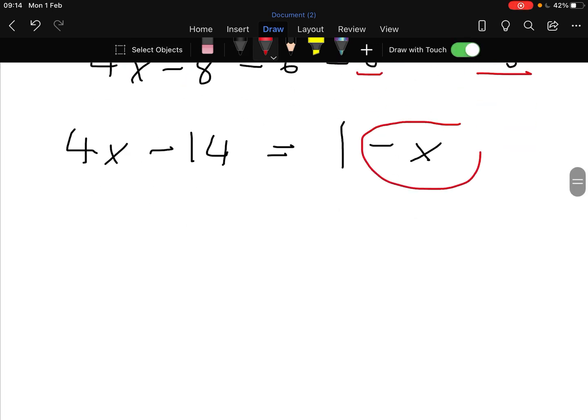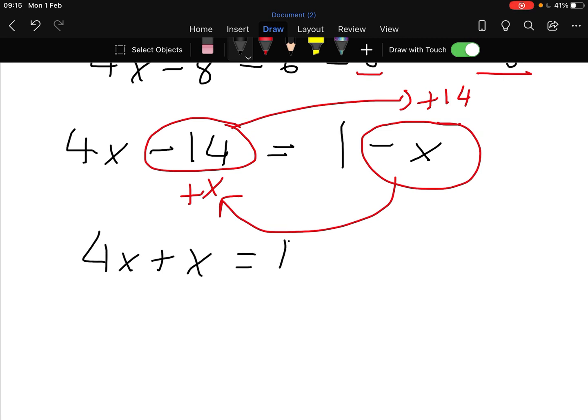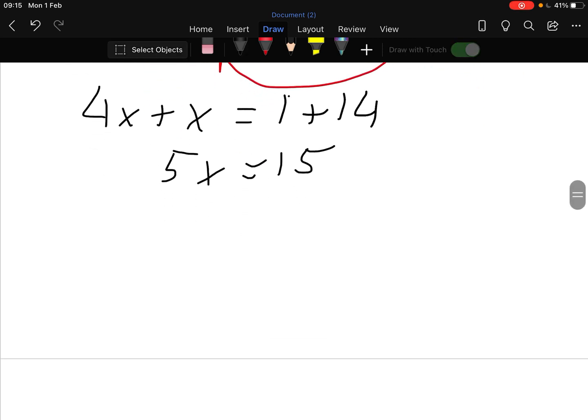So I'm going to circle my minus x here and bring it over here, which becomes plus x. I'm going to circle my minus 14, bring it over here, so it becomes plus 14. So now we have 4x plus x equals 1 plus 14. So what does that give us? 5x equals 15. Okay, so now you should see where this is going.